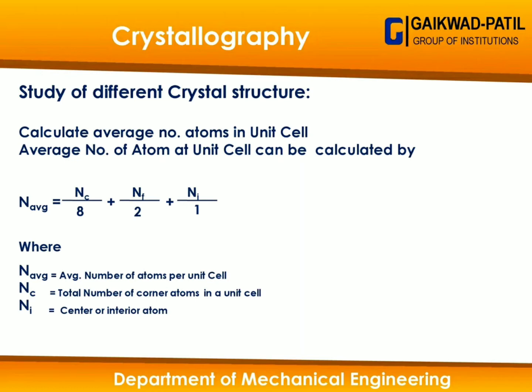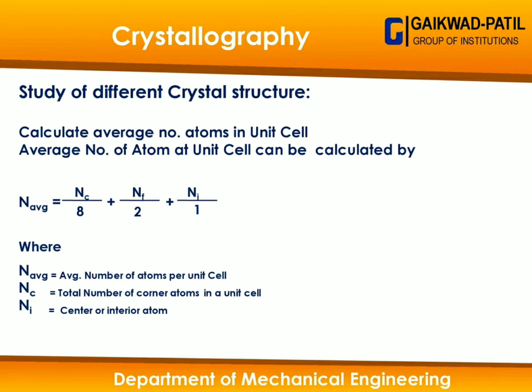Now the most important part of crystal structure is to calculate the average number of atoms in a unit cell. How many atoms are occupied inside the unit cell needs to be calculated, and this calculation will be helpful to calculate the atomic packing factor in a further topic. So first of all we are going to see how to calculate the average number of atoms in a unit cell, right? There is a specific formula developed for it.